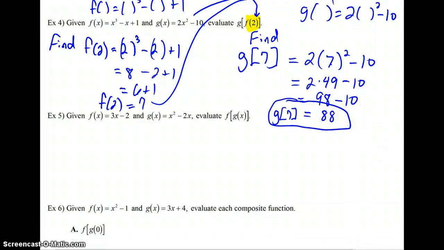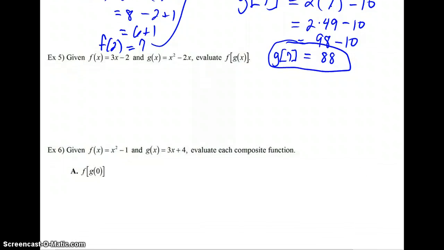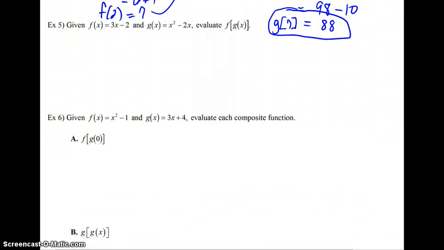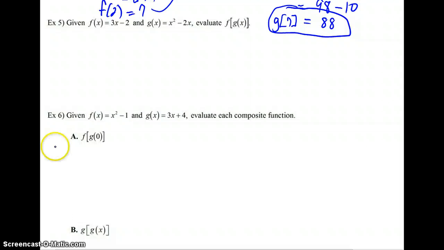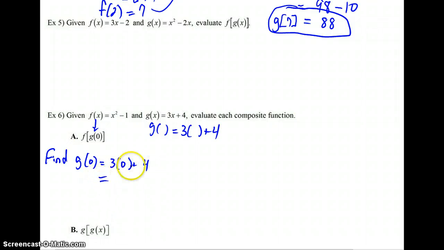Real quickly, if I may, let's skip number 5 just for a moment and do 6a. For 6a, always go inside out. We're going to say find g of 0. Well, if we're going to find g of 0, look right here. G of a blank is 3 blank plus 4. G of 0 would be 3 times 0 plus 4. 3 times 0 wipes out to 0. 0 plus 4 is a 4.